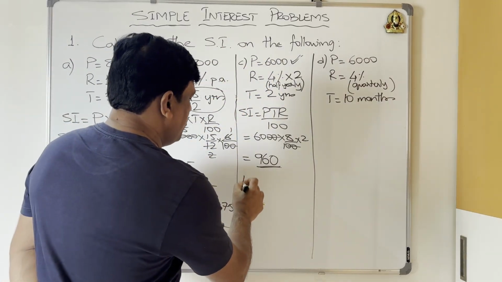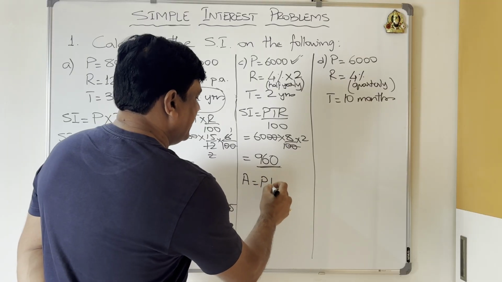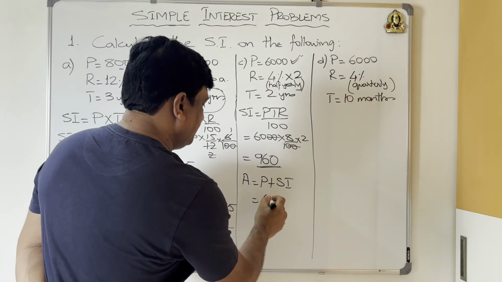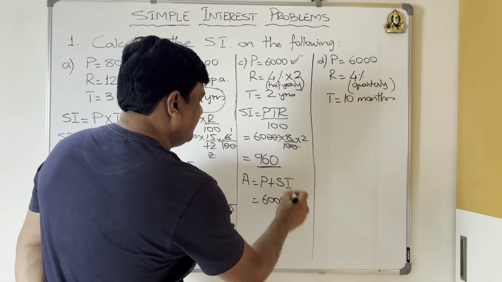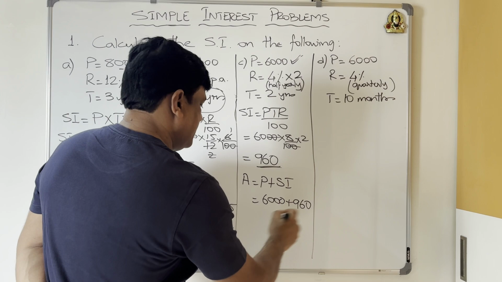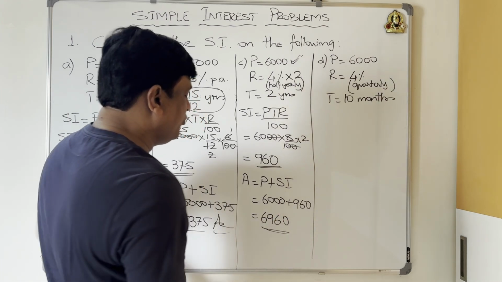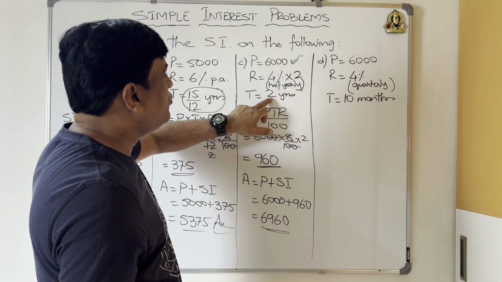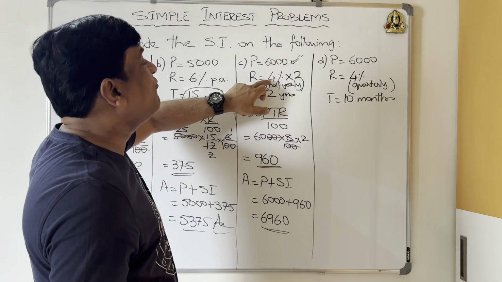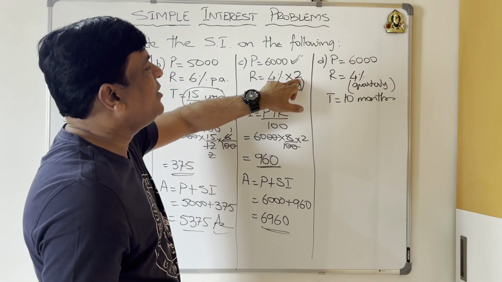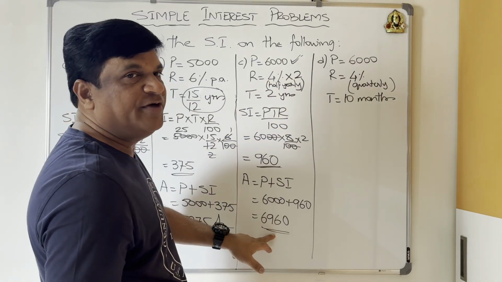And what will be the amount? Amount is nothing but P plus SI, right? Which is equal to 6,000 plus 960, which is equal to 6,960. That is the amount you're going to get after 2 years at a rate of 4% half yearly. Okay, since you have multiplied it by 2, we are all good. This should be the answer.